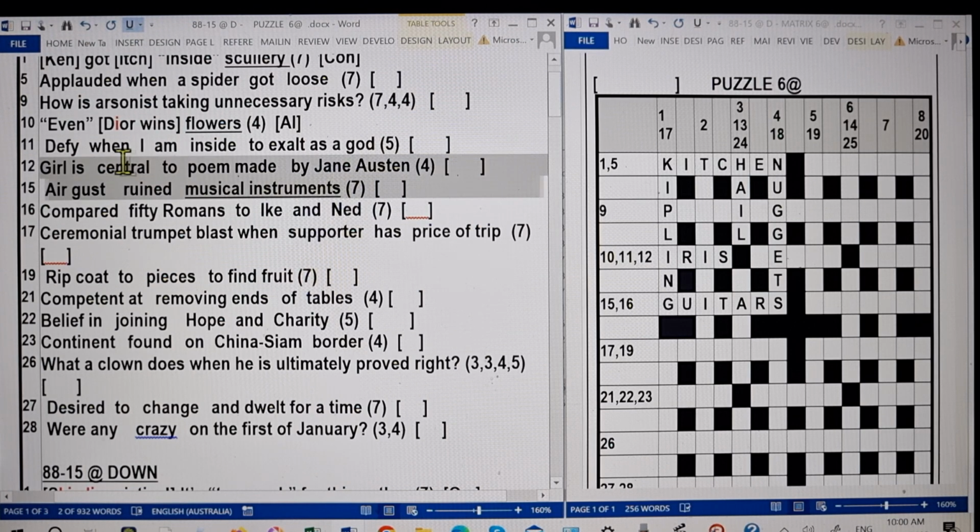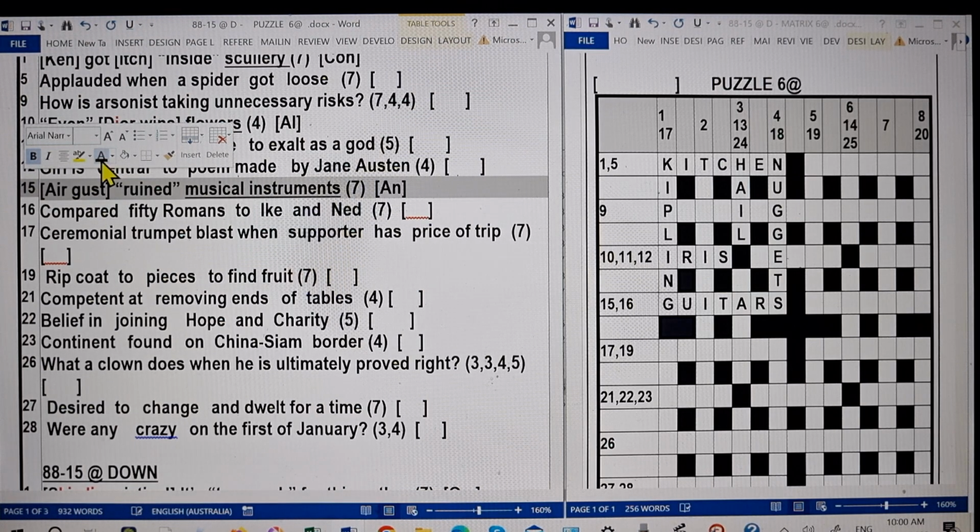And why is this so? How does it all work? Well, simply that ruined is an anagram flag, and it anagrams air gust. Now, here's a case where you could be mistaken and use that flag to the right. It seems like it's ruined musical instruments. Don't be mistaken. That flag can go anywhere, even though it looks like it's linked with the phrase or word on the right. It doesn't have to be. It could refer to the one on the left, which it does here. It's the air gust that is ruined, so it's air gust ruined.